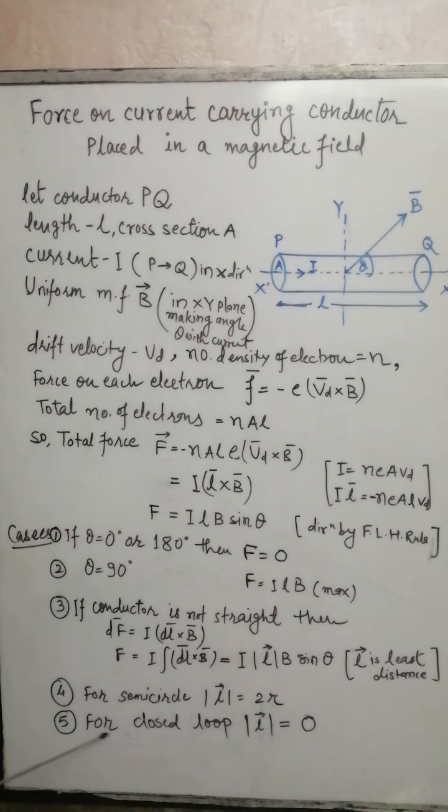And if we talk about any closed loop which is kept in a magnetic field, if we take a circular loop, what will be the displacement vector of initial and final position? You know that if we move along a circle, the initial and final positions are the same. So this L will give you 0. So the force experienced by a loop which is kept in a magnetic field is always 0. So this is about force.